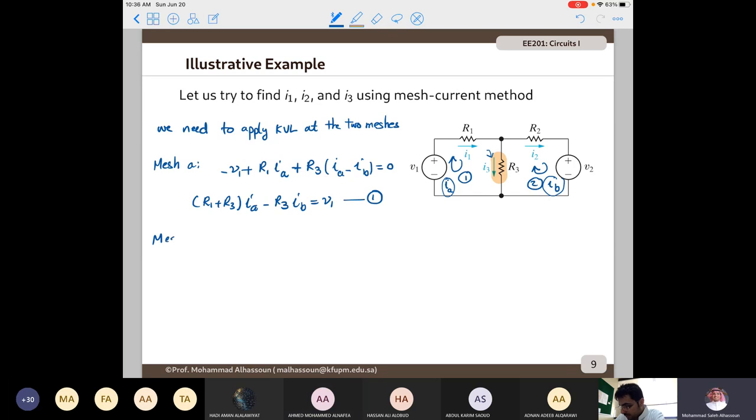So for mesh B, let's apply KVL. We're going to start with R2. In this case, since we are moving here, in the direction of IB, IB will be positive. IA will be facing us, so minus IA.